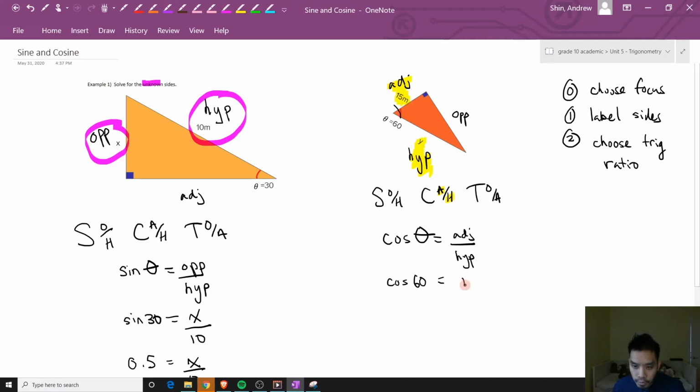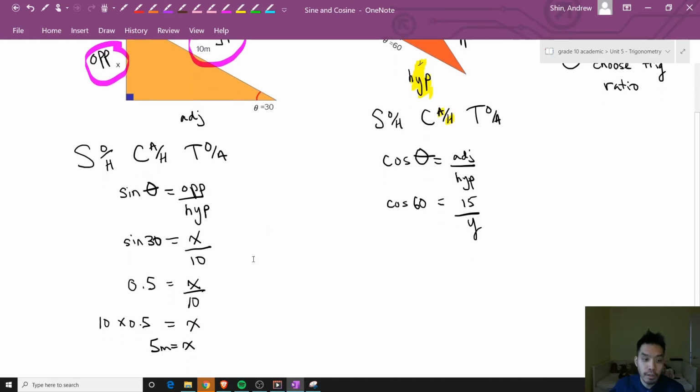Adjacent is 15. And hypotenuse is going to be y. Now in this case, we can't solve for y when it's on the denominator. Over here is easier because x was on the numerator. When y is on the denominator, the first thing we should do is really get rid of fractions, which is kind of what we did over here.